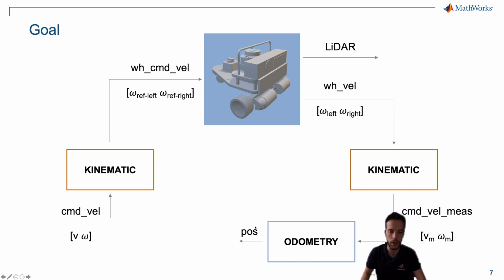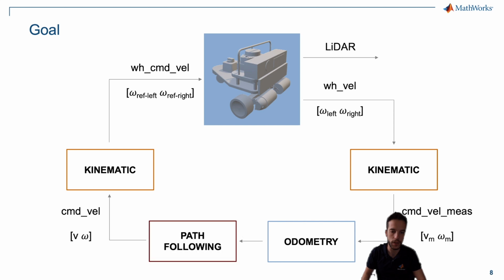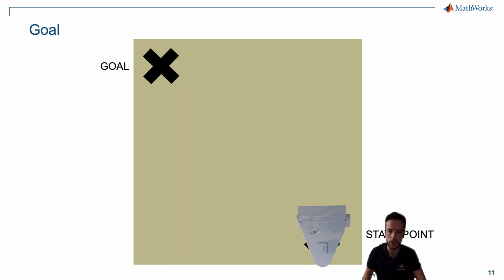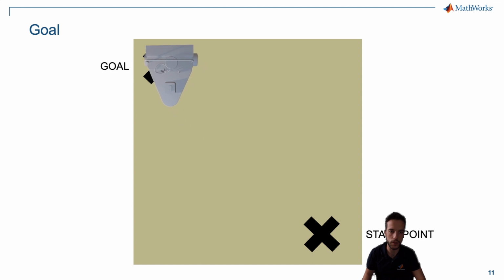At the end, we will close this loop with the path following module. This module takes the position of the robot and compares it to a path that will be our input to this block, and produces a command speed that makes the robot follow the input path. But we will see step by step now how to perform these tasks. Summing up, we want the robot to start from a starting point, the bottom right X, and go to the goal through a path that we will give to it.